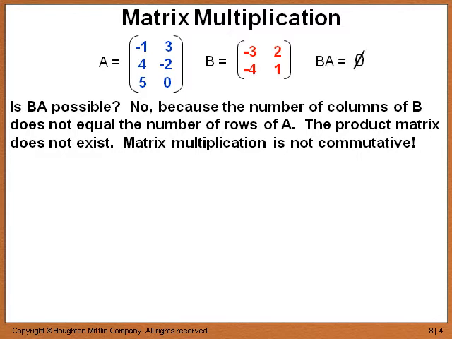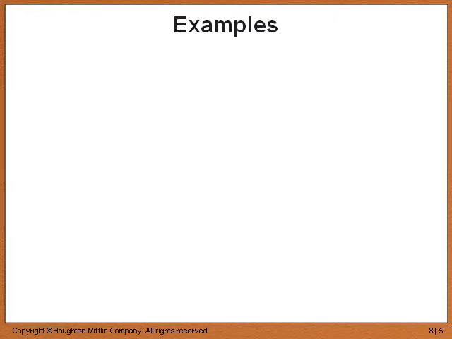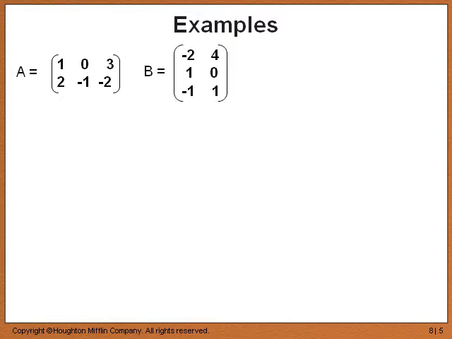So BA simply does not exist. Now let's look at some examples. We'll use a sample matrix A: 1, 0, 3, 2, -1, -2, and a sample matrix B: -2, 4, 1, 0, -1, 1. We're going to perform this multiplication, AB, treating A as the left-hand matrix and B as the right-hand matrix.